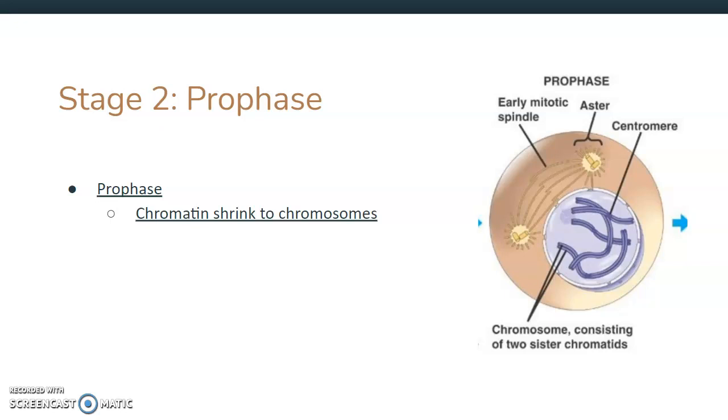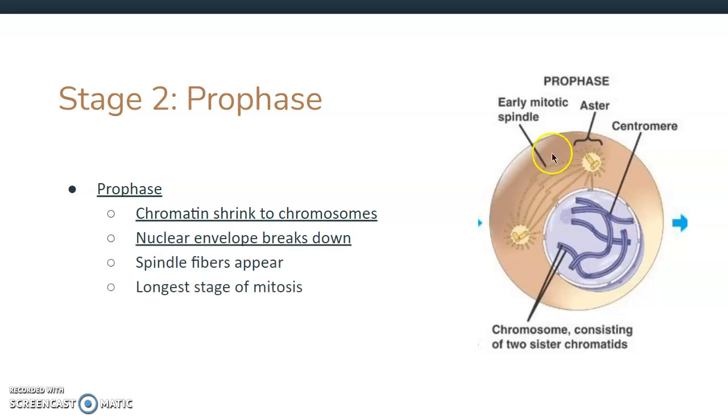Then we have prophase. So we have interphase, prophase. In prophase, our chromatin shrinks into chromosomes. So when we have chromatin in our spaghetti, as it condenses and looks more like our X, it looks more like our chromosomes. And then our nuclear envelope right here starts to break down. We also have these little spindles that start to appear. And this is the longest stage of mitosis.